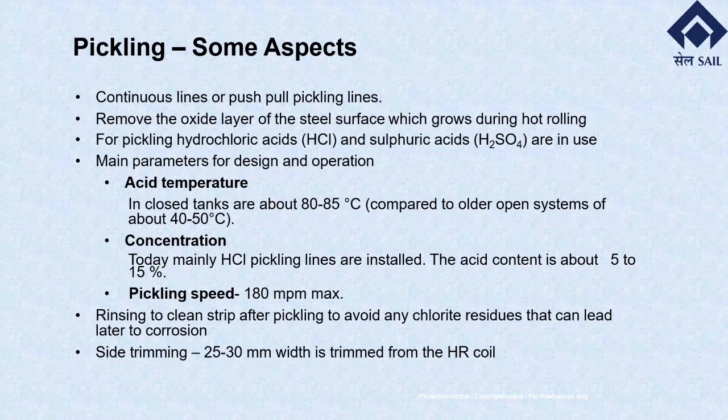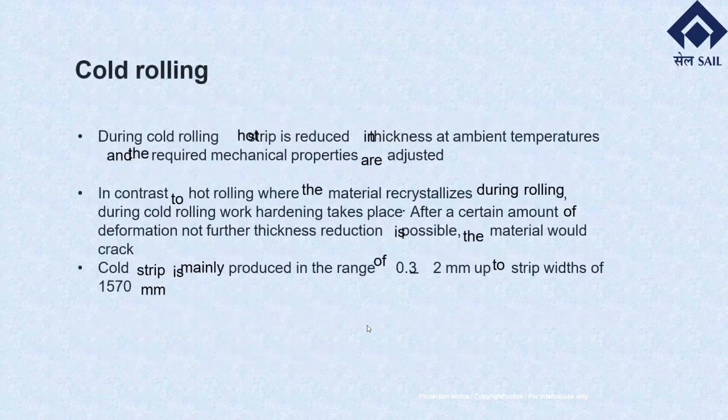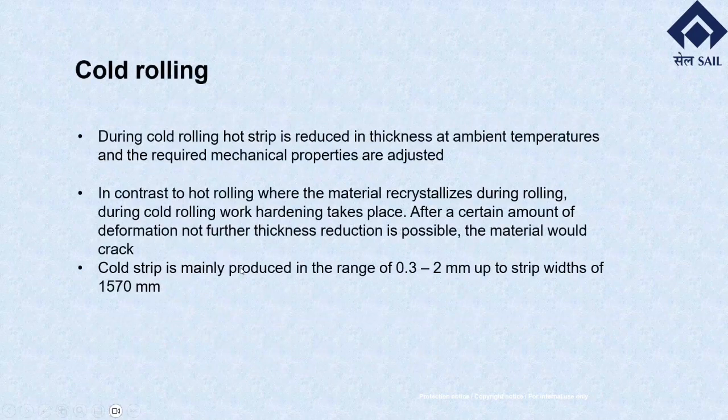Then after pickling and side trimming, we go for cold rolling of the coil, in which we give around 50 to 85% of reduction. For example, we have a thickness of 3 HR coil, we reduce it to 0.7, or we have a 2 coil, we have reduced it to 0.25.